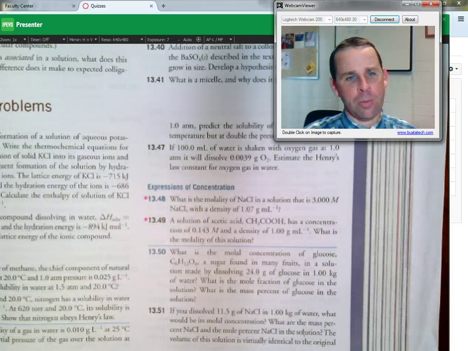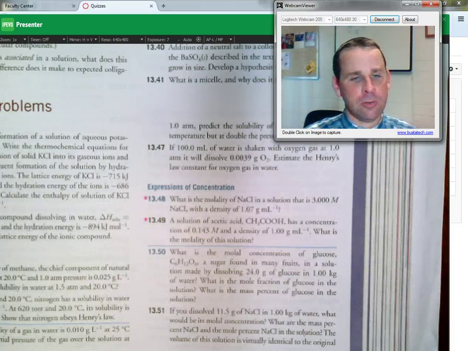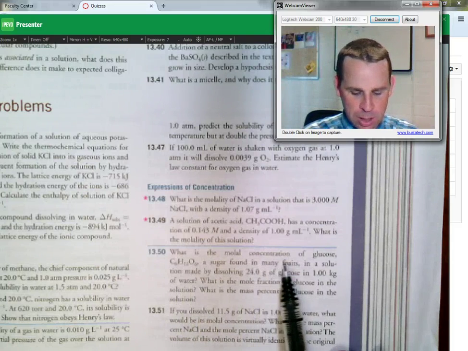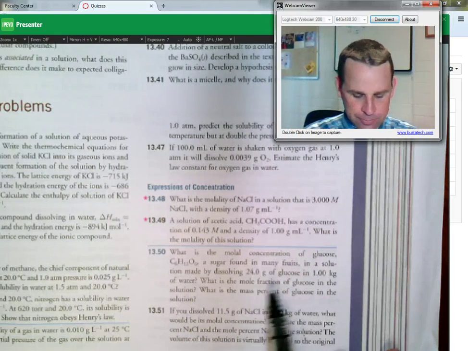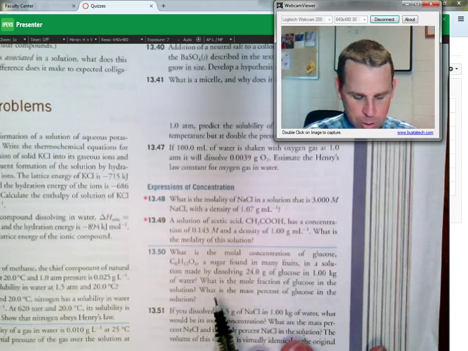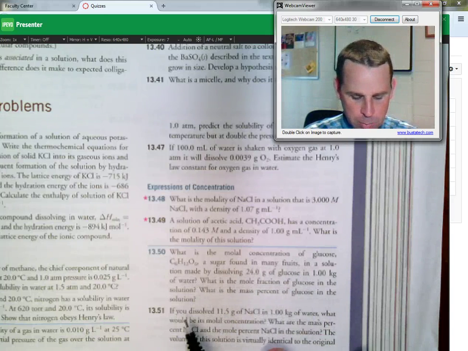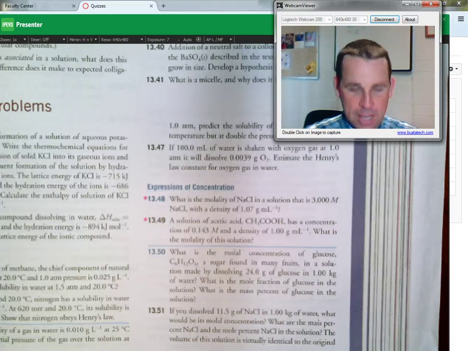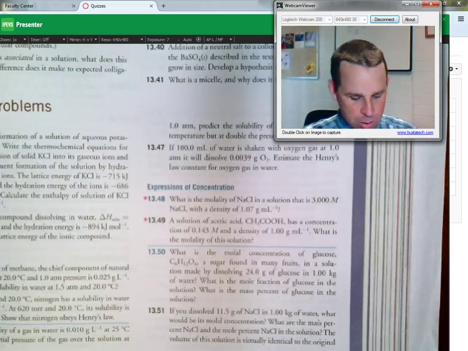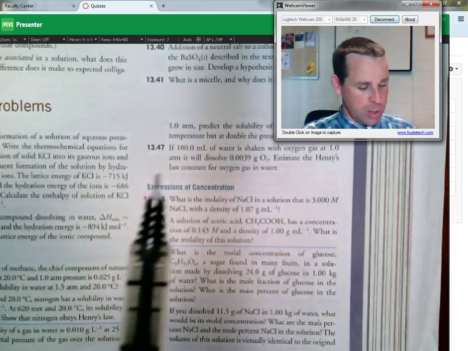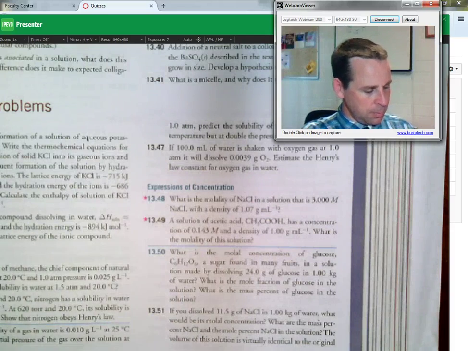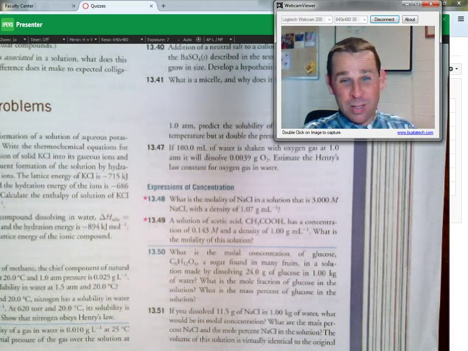All right, so now we're on to 13.50. What is the molar concentration of glucose, a sugar, made by dissolving 24 grams of glucose in 1 kilogram of water? Okay, so we want the molar concentration, and then we want the mole fraction, and then we want the mass percent. Okay, so we have to remember what these words, what these ways of expressing concentration mean.